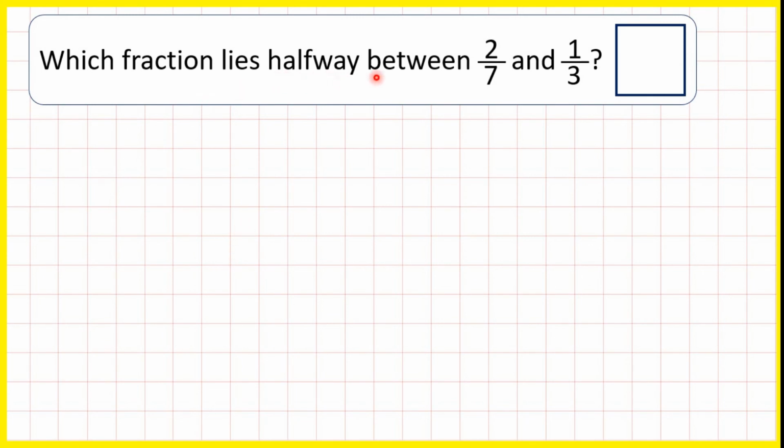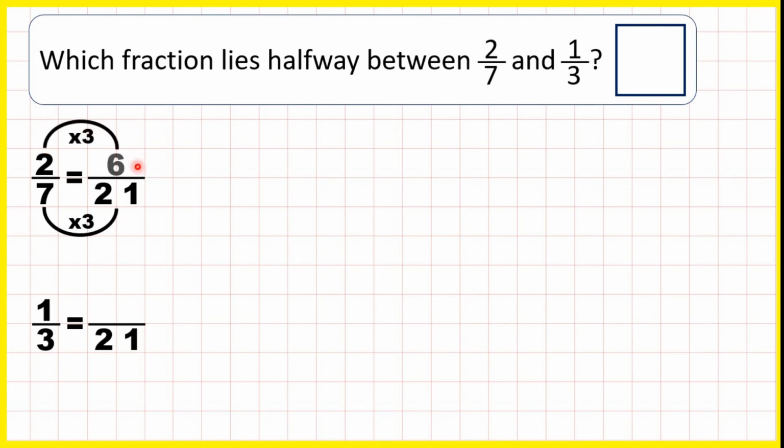Now, which fraction lies halfway between 2 sevenths and 1 third? So we could add them together and then divide by 2, or we can use equivalent fractions. Again, 7 and 3 are our denominators, so we can find equivalent fractions to 2 sevenths and 1 third with denominators of 21, because 21 is in both the 7 and the 3 times table. 7 times 3 is 21, 2 times 3 is 6, 3 times 7 is 21, 1 times 7 is 7. So we need to find what's halfway between 6 over 21 and 7 over 21.